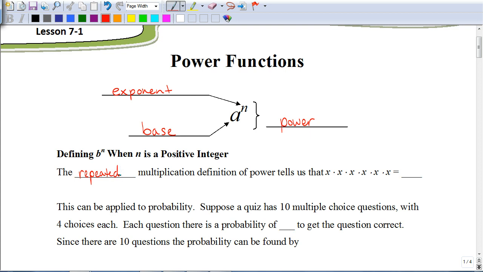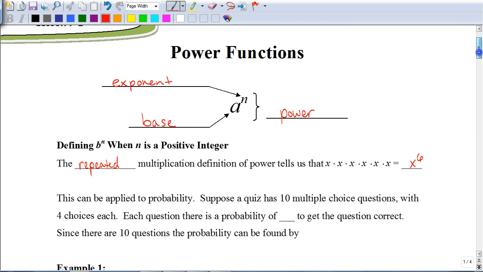And the repeated multiplication definition of a power tells us that if I have x times x times x times x times x times x, that's the same as x to the sixth. Or going backwards, it's important to understand that if you have x to the sixth, that's the same as x being multiplied times itself 6 times. And that'll be important to remember when we talk about some different rules and properties in the next lesson.